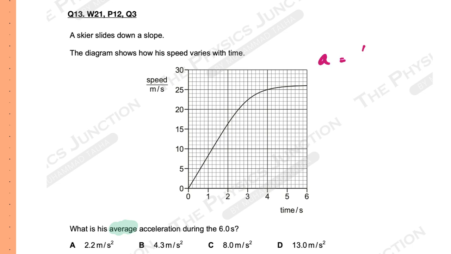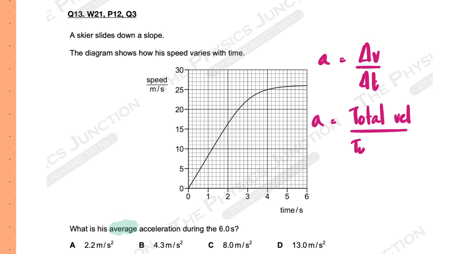Now, what do I mean here? If I was just talking about a general acceleration formula, instantaneous acceleration, it's change in velocity over change in time. But if I'm talking about average acceleration, this would now be the total velocity, like the final velocity, over the total time taken to reach that velocity. Right, so basically when we are finding averages, I'm thinking about this as one straight line. So the final velocity which is reached is 26 divided by 6, which turns out to be 4.3 meter per second squared.